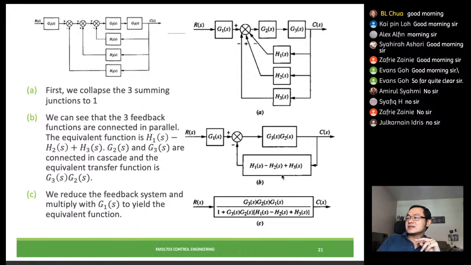But since this side we have G1 also, we can see that G1 cancels out with another G1 there. So eventually our equation would be G3, G2, G1 divided by 1 plus G3, G2 multiplied by H1 minus H2 plus H3. So this is our simplified form of this particular system. This is how we can transform or simplify our block diagram, and that is the purpose of simplification.